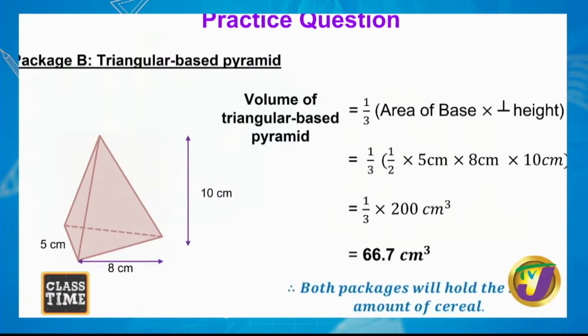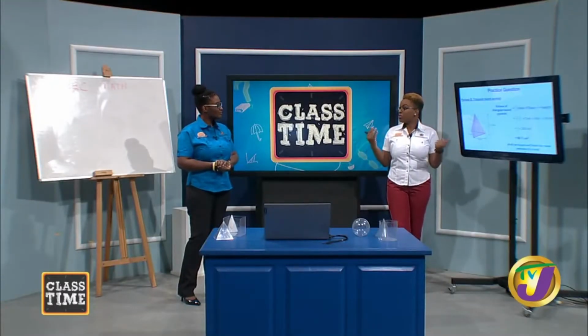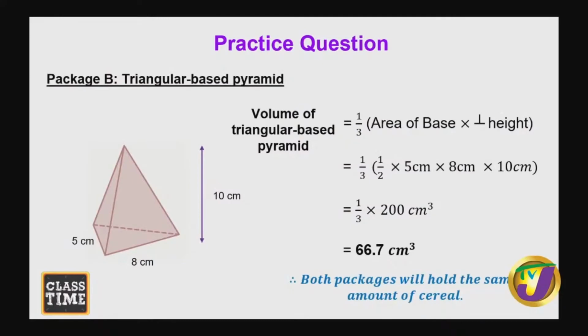All right, so basically then, both packages will hold the same amount, even though they are two different solids. Yeah, but you see, that's the beautiful thing about measurement, because we notice now that when we looked at the square-based pyramid, the dimensions weren't the same as the dimensions that we have on this triangular-based pyramid. Right. But when we actually completed the calculations, we noticed that both packages will actually hold the same amount of cereal. This is interesting. This is math.